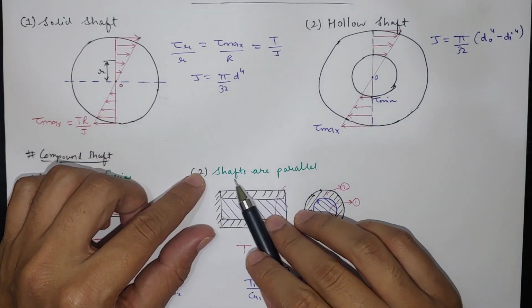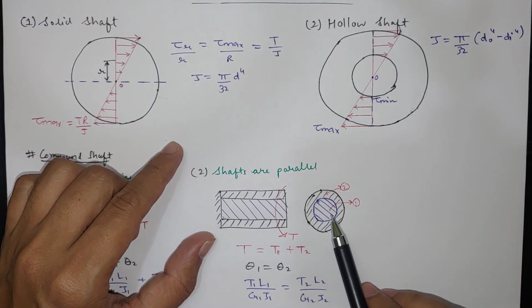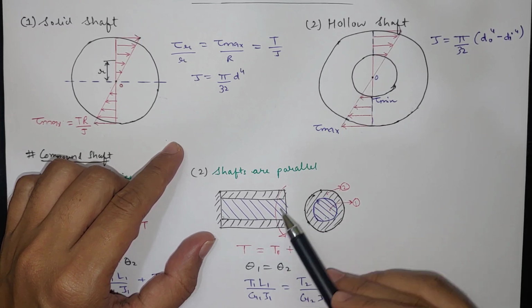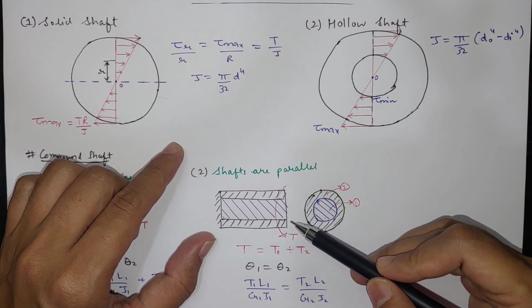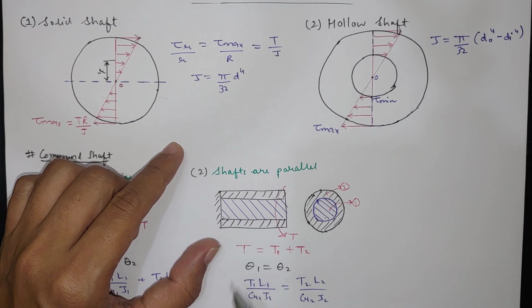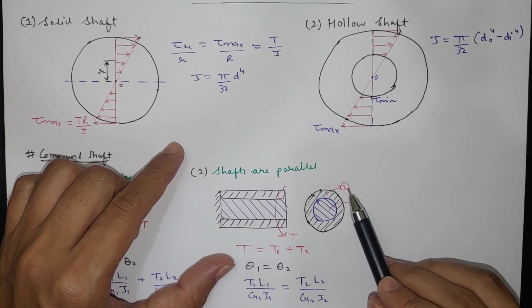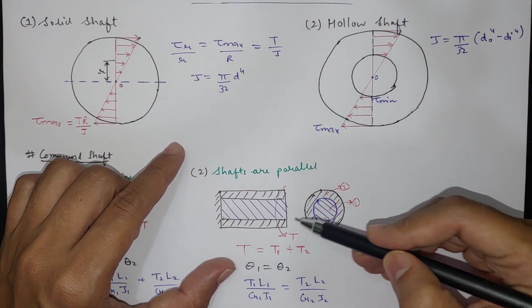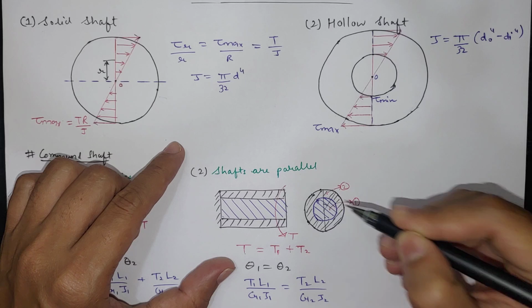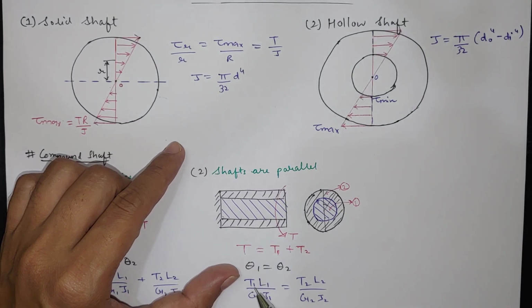Now if shafts are in parallel, meaning you see circular shaft 1 and outer ring hollow shaft 2, both stuck together. Now if we apply torque at one end, then this torque is distributed in 1 and 2 differently, because both are resisting the same torque. So T will be equal to T1 plus T2. So T1 will be acting on the inner shaft, T2 will be acting on the hollow shaft. So both are taking different loads, and the angle of twist at the end will be the same because both are stuck together. So theta will be the same for both, and theta 1 will be T1 L1 by G1 J1, and theta 2 will be equal to T2 L2 by G2 J2.